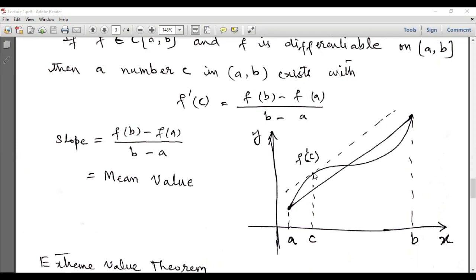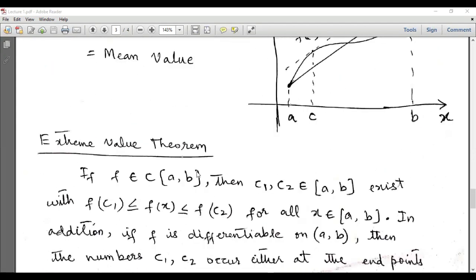So at this point, the derivative of the function is equal to f'(c), and at this point also the derivative of the function will be equal to the derivative of the function at this point c, and that is equal to the slope of the straight line. So the slope is equal to (f(b) minus f(a)) divided by (b minus a), and this is called the mean value theorem.